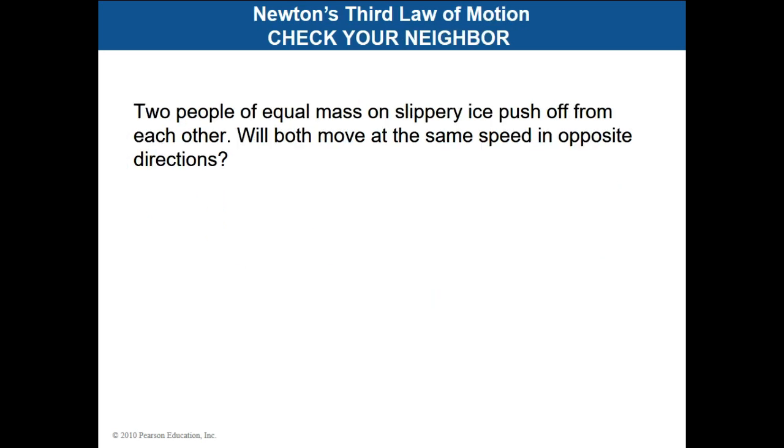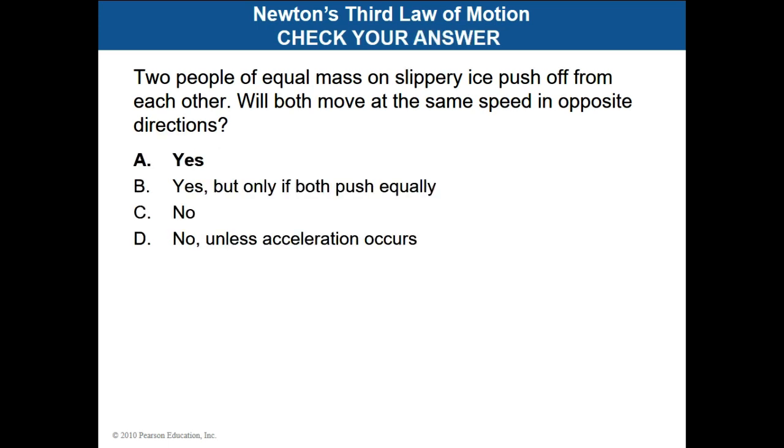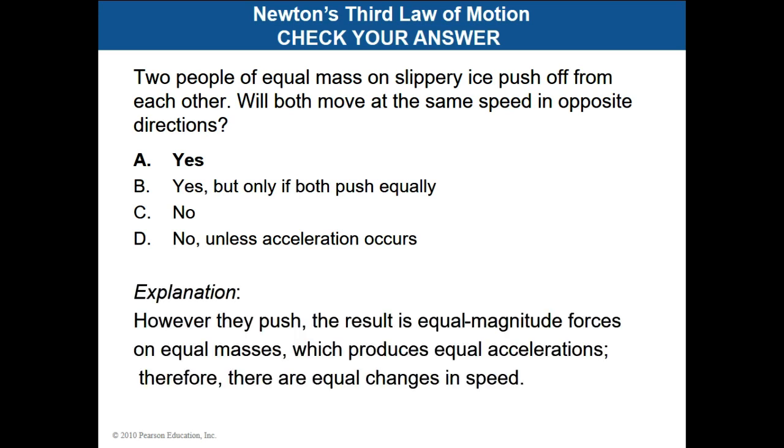Another question. Two people of equal mass on slippery ice push off from each other. Will both move at the same speed in opposite directions? Remember, here we have two objects, the two people, and they have equal mass. So what's the answer? The answer is yes. They will move with the same speed in opposite directions. The reason is that the two forces are equal and the two masses are also equal. So they are going to produce the same acceleration, which will move the two people at the same speed, but of course in opposite directions.